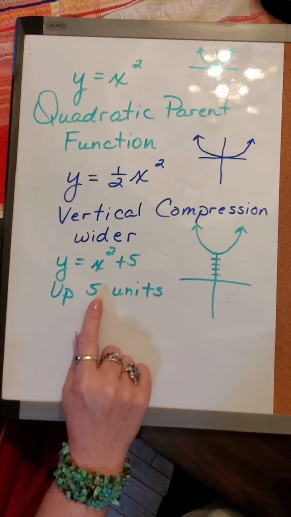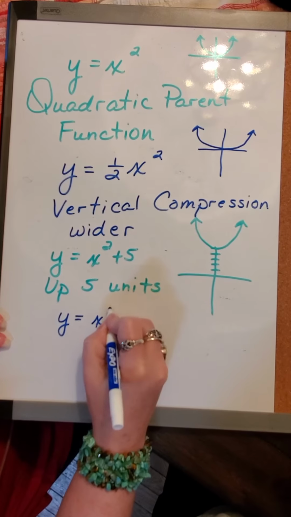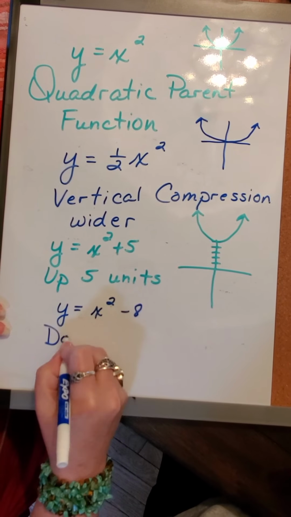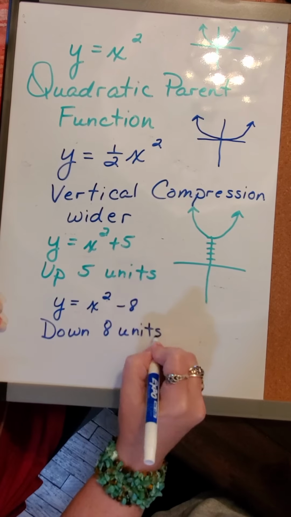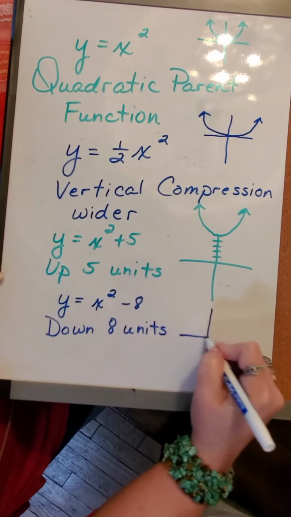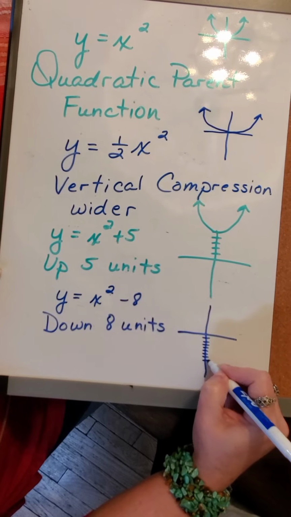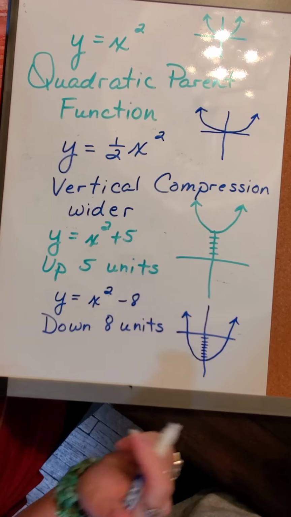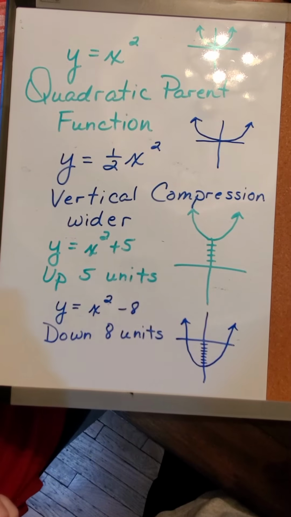Okay, if this shifts it up 5 units, then if I gave you y equals x squared minus 8, this would shift it down 8 units. Okay, the graph would still be opening upwards, but 1, 2, 3, 4, 5, 6, 7, 8. It would just be shifted down 8 units. Okay.